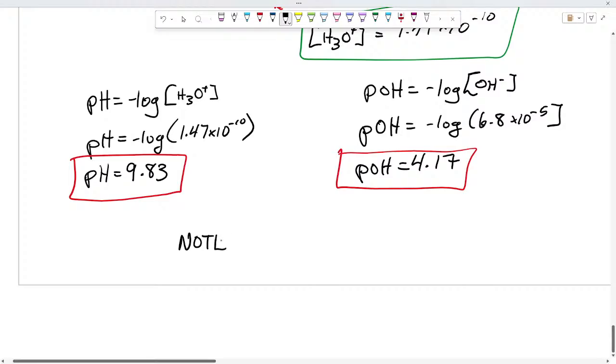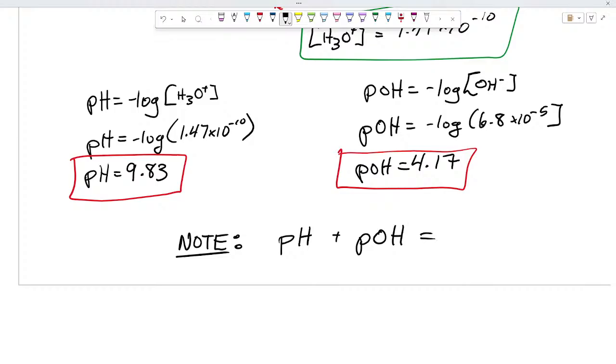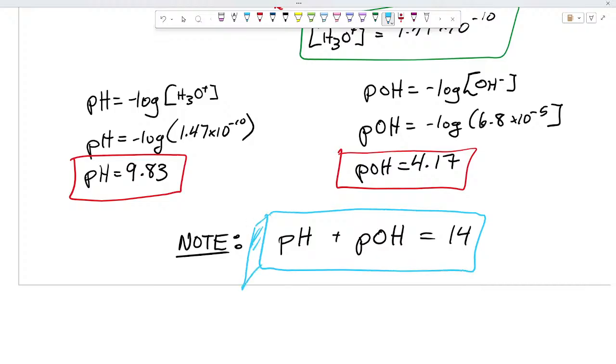Note, this can be a really helpful trick. pH plus pOH always equals 14. This is always true. Always. Every time. At standard temperature and pressure. So again, K values always change at different temperatures, but this is always true at standard atmospheric temperature and pressure.